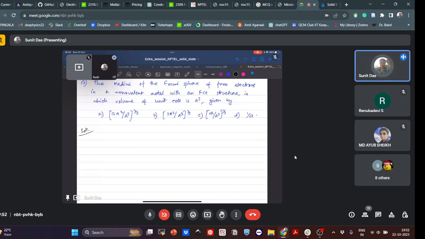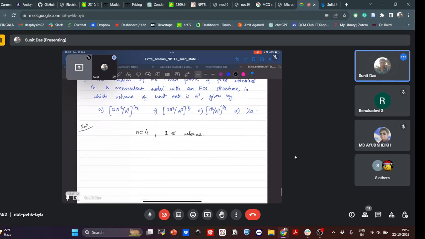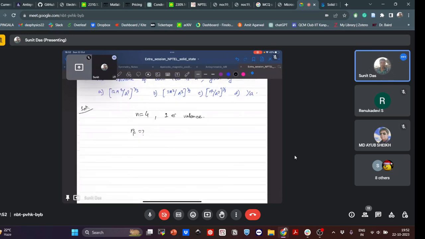So you are given a monovalent metal with an FCC structure, right? FCC structure means N equal to 4. Monovalent means one electron contributes as a valence electron. And we need to find the radius of the Fermi sphere. So what is the radius of the Fermi sphere? Or rather kF, the Fermi sphere we use in k-space.